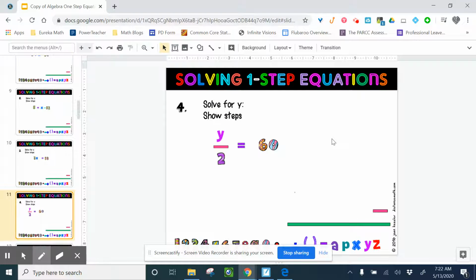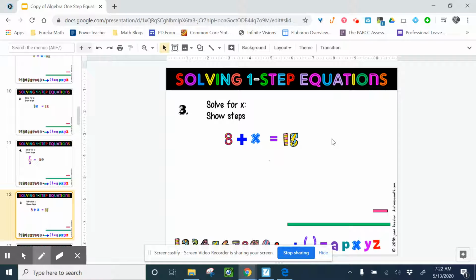Up next, this is y divided by 2 equals 60. So I'm dividing by 2. What's the opposite of dividing by 2? Multiplying by 2. So I would do times 2 on both sides. Some people look at this and want to say that 30 right away is the answer, but 30 divided by 2 equals 15, not 60. I want a number that's bigger than 60, so I'm going to use multiplication. My 2's would go away, and I'd be left with y equals 120.